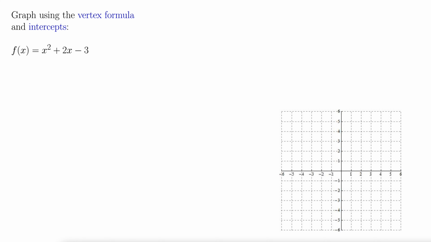In this example, we want to graph the function f of x equals x squared plus 2x minus 3. And we want to do this using the vertex formula and intercepts. So there's some basic steps for this.